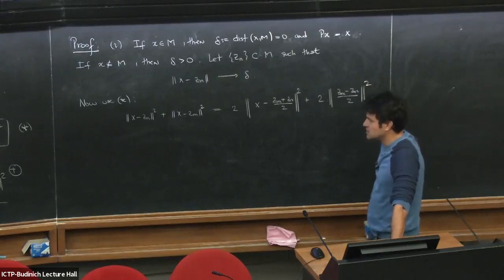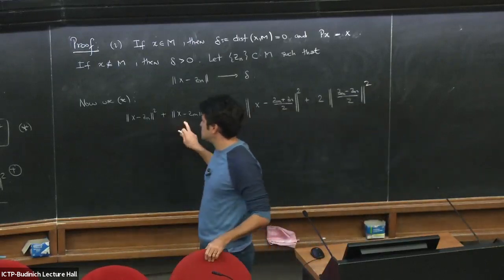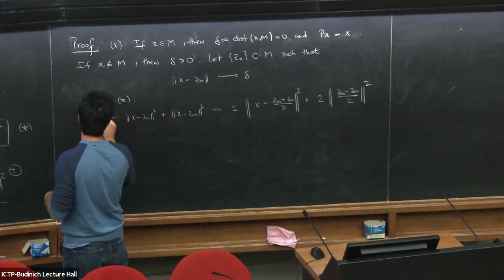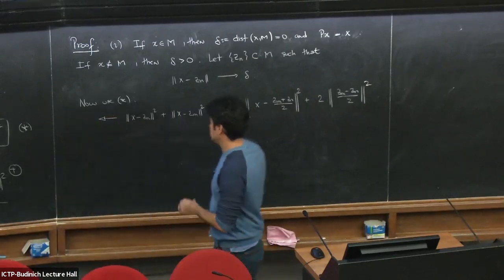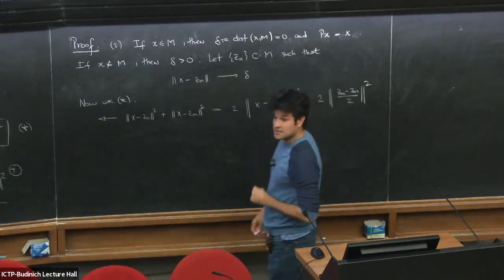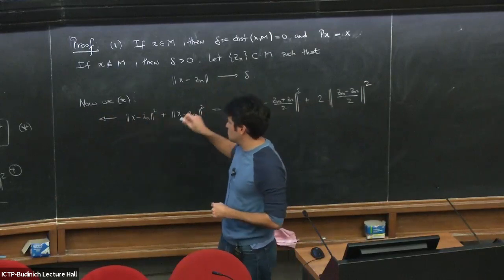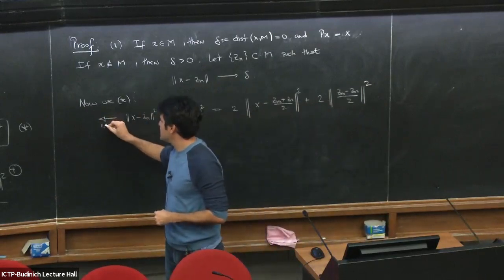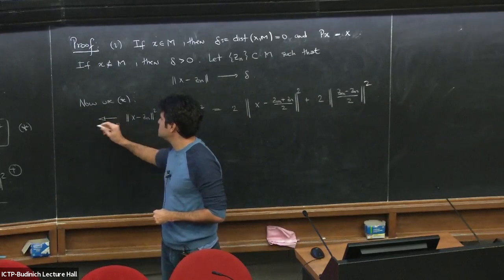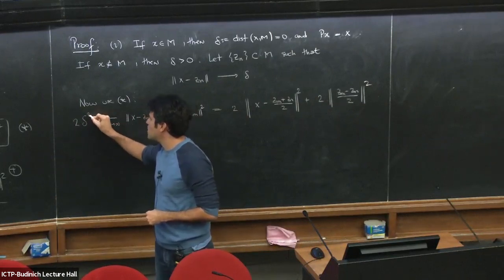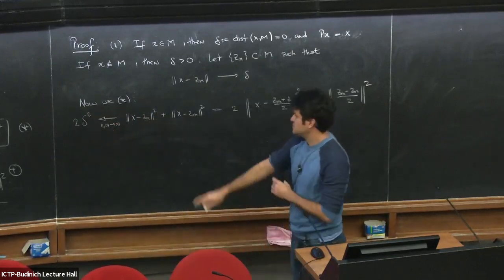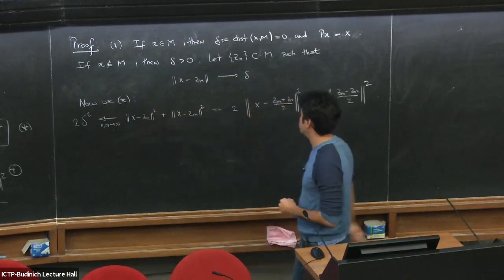So this is what the parallelogram identity gives me. Now, look how great this is. This, on the left-hand side, is going to what? Remember, this is going to delta. So this is going to delta, and as n and m go to infinity, this is going to 2 delta squared. Right? This is going to delta squared, delta squared.